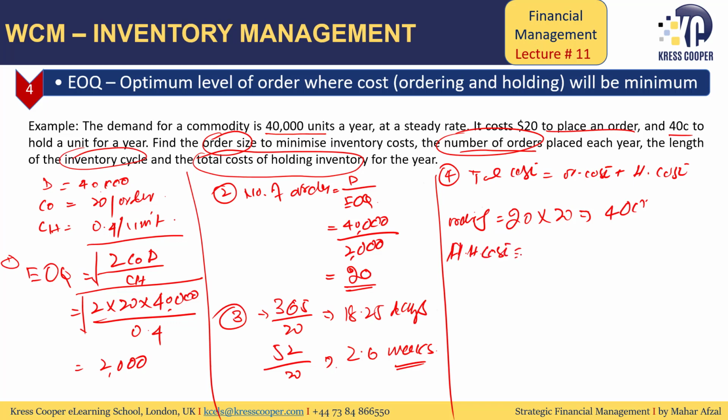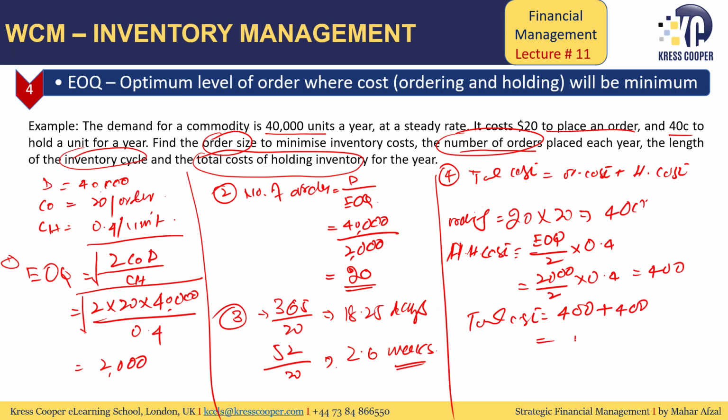Annual holding cost is equal to the average stock that is required to be maintained. We know this: EOQ divided by 2 times the holding cost per unit, which is 0.4. So EOQ is 2000, divided by 2, times 0.4, again 400. So my total cost is equal to annual holding cost 400 plus annual ordering cost 400, total 800, which is the total cost of the inventory.